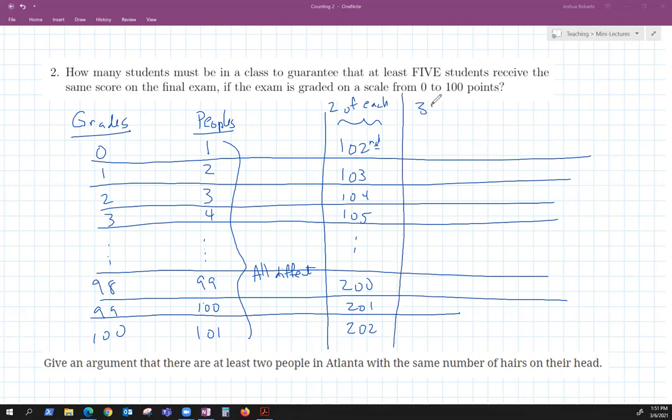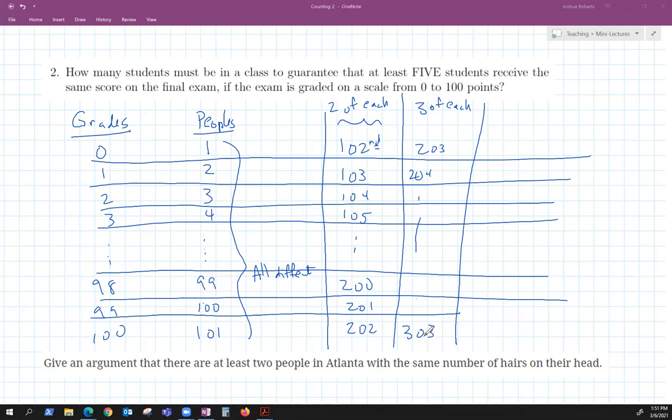Well, what happens if I could have 3 of each? This would be the 203rd person, 204th person, and so on and so forth. I'm going to let you figure out what the end would be. I could have 303 people, and I could have each score being given to 3 different people.